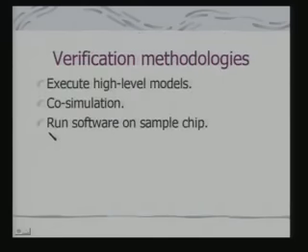And then you do a verification, execute high level models, do co-simulation, run software on a sample chip, and finally check whether it is working or not. Co-simulation means simulation of both hardware and software. In fact, all these platforms do provide you with a development environment where you can do a co-simulation to check your design.